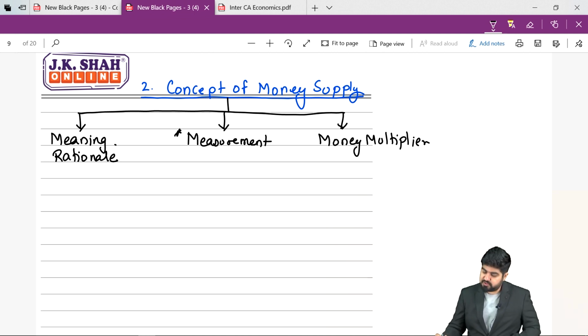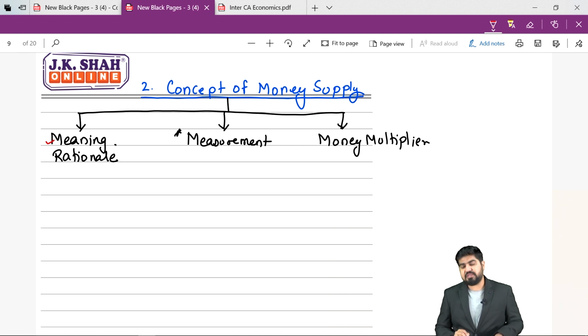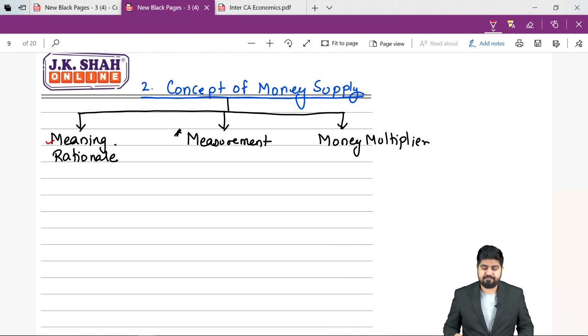Now first of all, meaning of money supply. What is meaning of money supply? Total money available with the public in an economy at a given point of time, it is called as money supply. The question here is, do we need to measure money supply? Yes. Why sir? See, there is a comparison between two things.